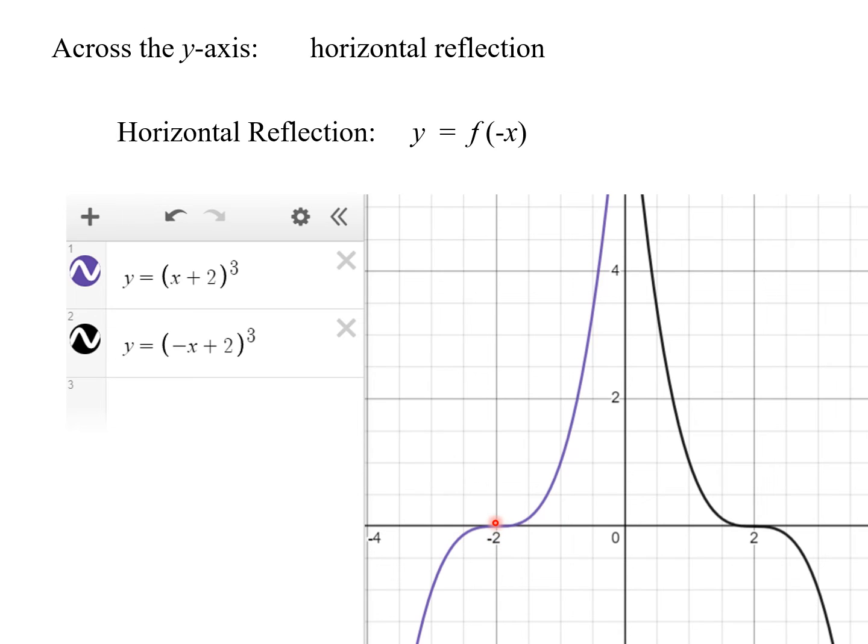Okay, so whereas the point here is negative 2, 0, which I get by plugging negative 2 in for x, negative 2, 0, here the reflected is negative 2, where x is positive 2. If x is positive 2, we get negative 2 plus 2, which is also equal to 0. Okay, so it just reflects it across the y-axis.